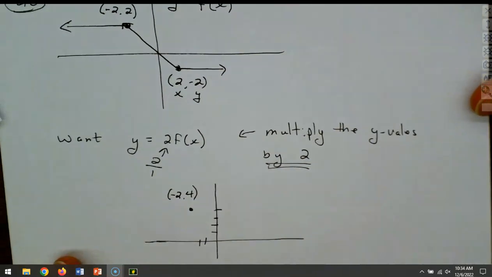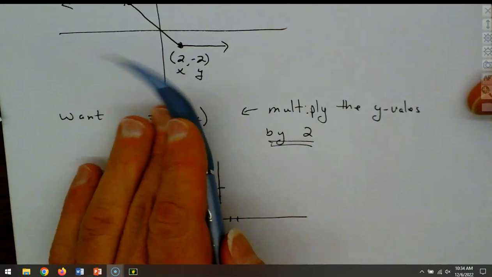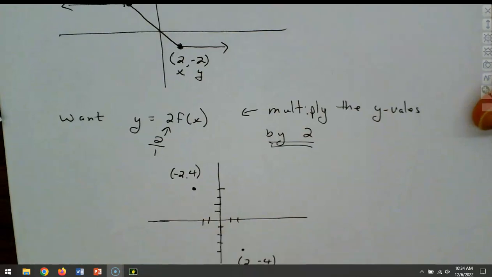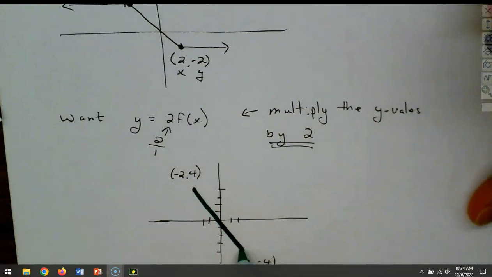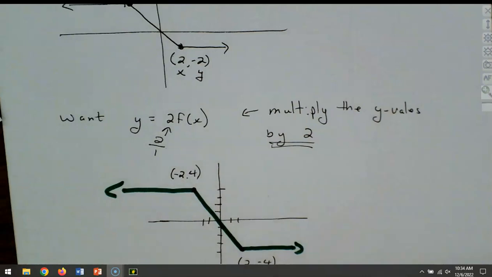And what's my other one? Okay, my other one is forward 2 units, but down now what? 4. 1, 2, 3, 4. And so that makes that point now 2, negative 4. And now when we connect them together, we just basically copy the picture and look at what happened to it. So what happened to my picture now? It's twice as tall, right?